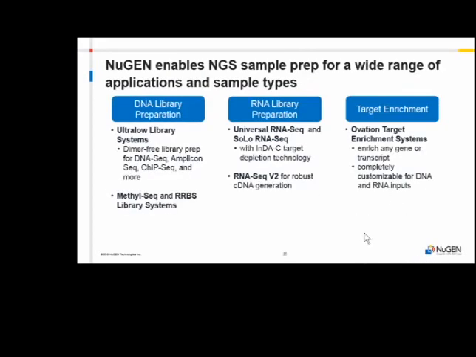So in conclusion, I've reviewed our universal and solo RNA-seq systems. Again, these are both stranded library prep systems for whole transcriptome RNA-seq, and they feature our targeted depletion technology, and our RNA-seq V2 system for robust cDNA generation compatible with a range of downstream applications. In addition, I didn't really talk about these today, but we do also offer a range of kits for DNA library preparation, as well as whole genome and RBS methyl-seq, and also our target enrichment systems that JD and David reviewed.